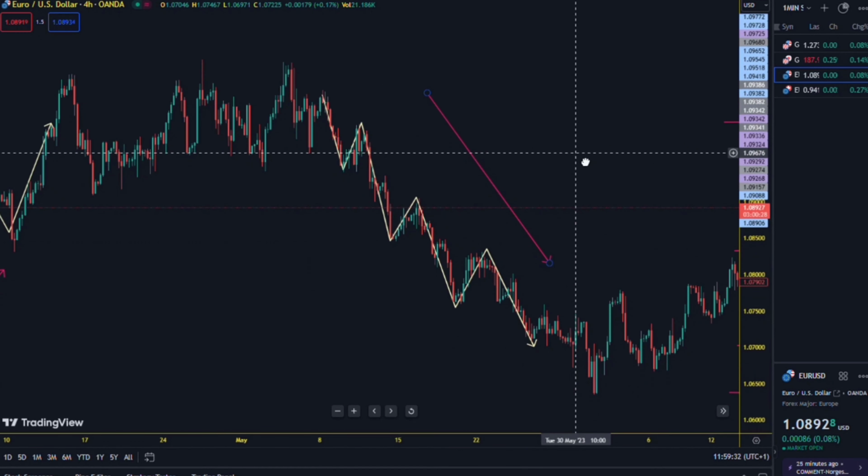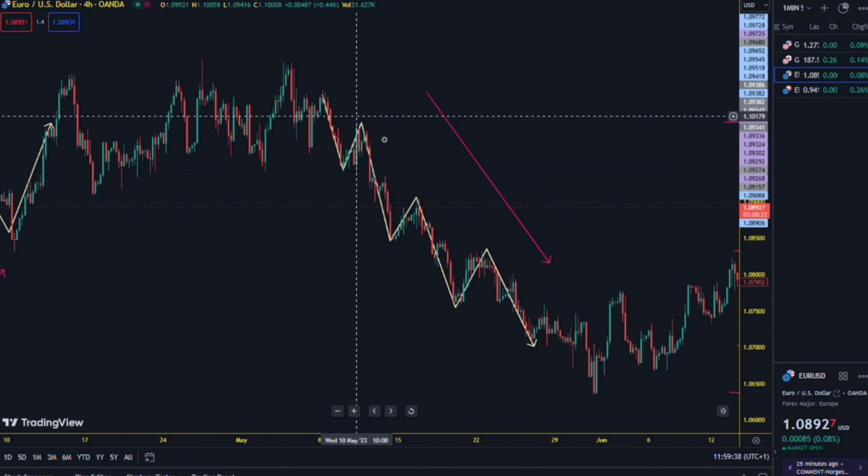So that's a simple way for you to know which direction the market is going every day, so you don't trade against it.